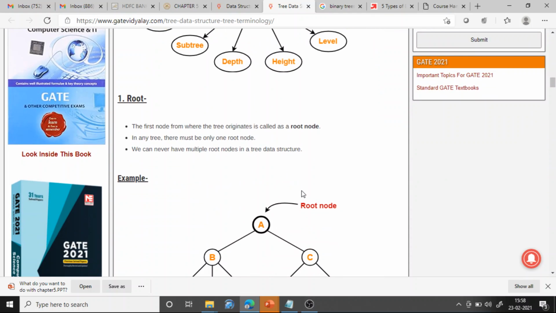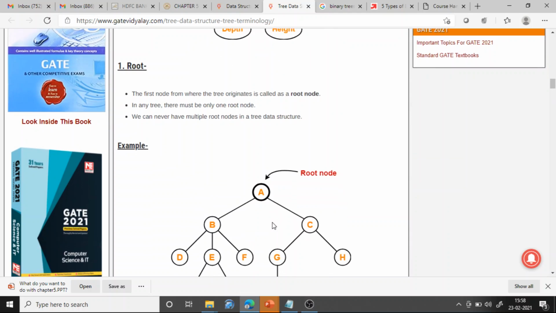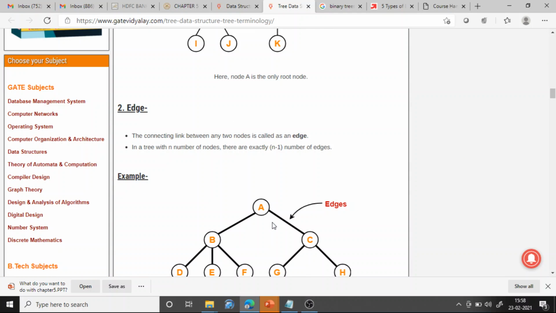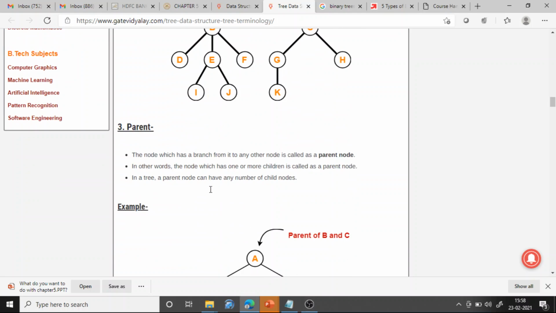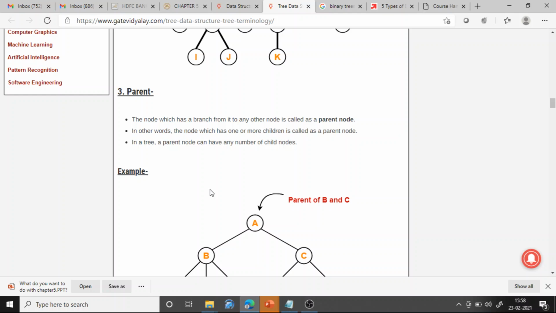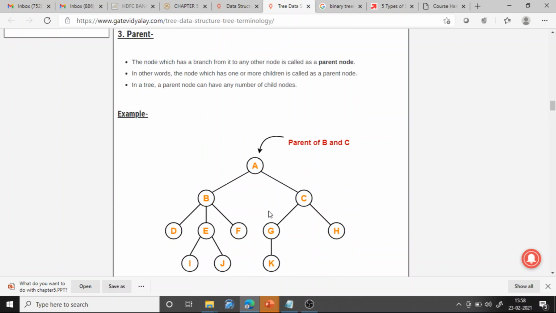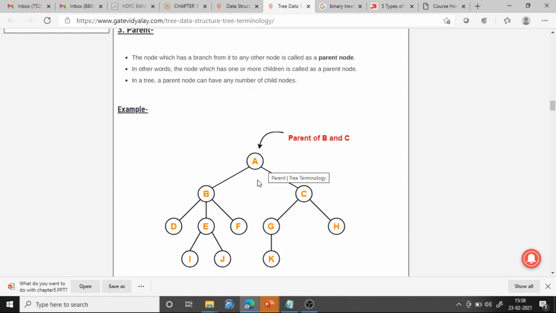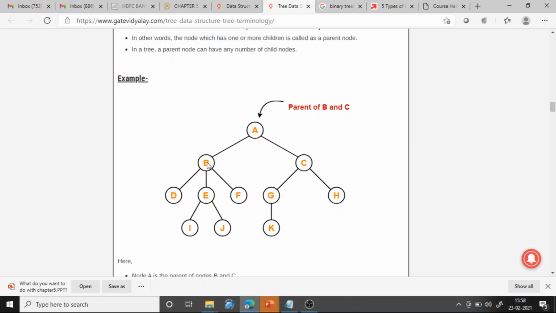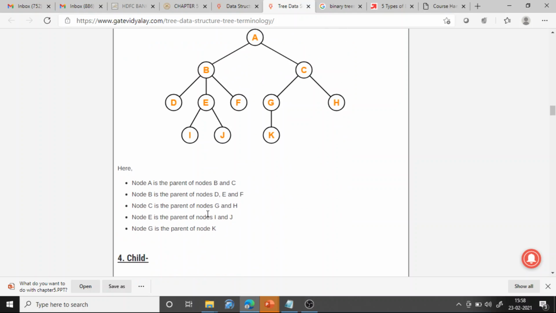Root is the special node which does not have any parent. That node is called the root node. Edge is the link that is connecting any two nodes. And what is a parent? The node which has a branch from it to any other node is called a parent. If you see this particular tree, A is the parent of B and C, B is the parent of D, E and F, E is the parent of I and J, and so on.